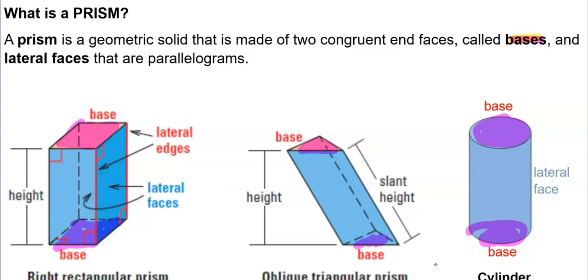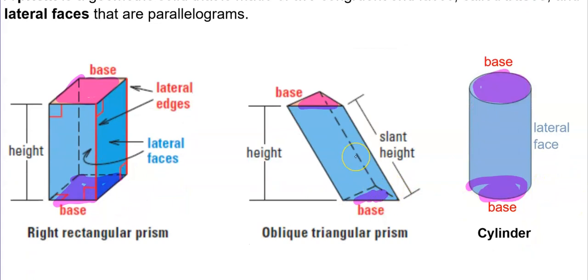a rectangle. But as you can see here, if we have what we call right prisms, they stand up straight, they're rectangles. And if we have an oblique prism, it's oblique because it leans to the side. And then a prism that has circles for bases has a special name. It is called a cylinder. So that's what a prism is.